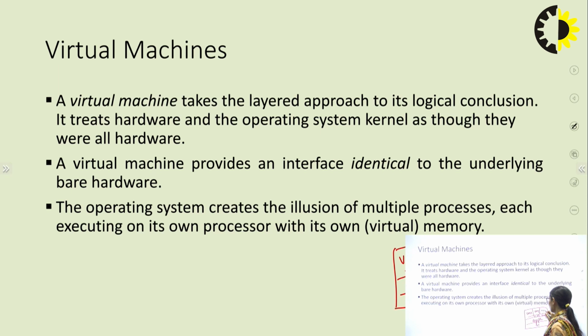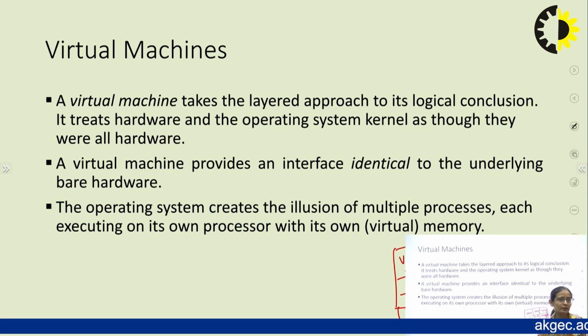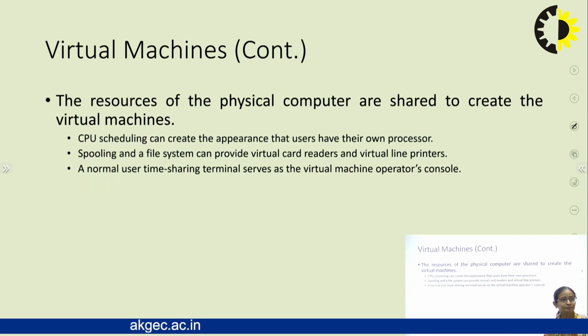Each virtual machine gives an illusion that this is the OS which is running on the actual hardware. Here we have the hardware, whereas they are running on top of another OS, which is your host OS. A virtual machine provides an interface which is identical to the underlying bare hardware. The OS creates an illusion of multiple processes, each executing on its own processor with its own memory, and this memory is virtual memory.